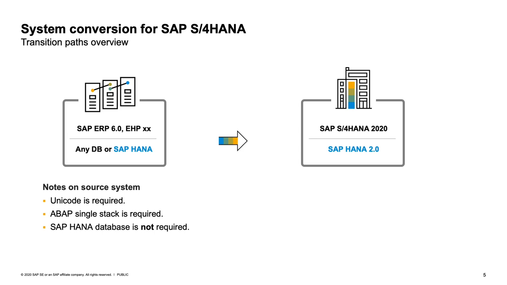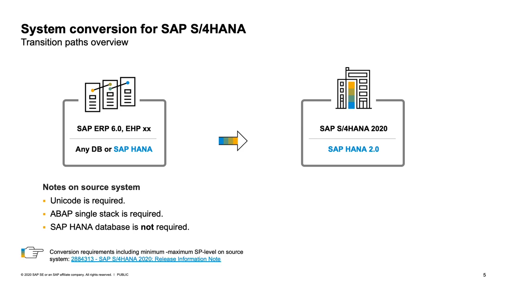Which requirements do we have for the source system? Well, the source system has to be a Unicode system. Non-Unicode systems do not allow a direct one-step conversion. Second point, the source system has to be an ABAP single stack. It's possible to run even an ERP system as a dual stack together with a Java component, so Java and ABAP on the same database with the same ID, but that is not supported. That would require a dual stack split beforehand. Third bullet point: it's not required to first migrate your ERP system onto the HANA database. The one-step conversion can start from a non-HANA database.